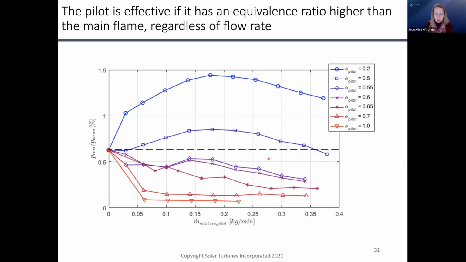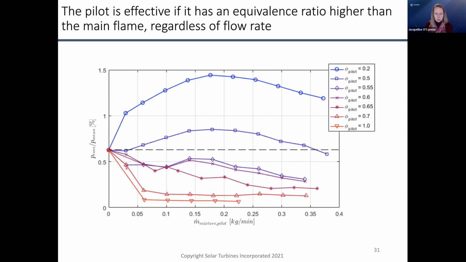So this dotted line across the center, this is basically the no pilot condition. And so anything above here is the pilot making the instability worse. Anything below here is the pilot making the instability better. And what's really fascinating about these results is two things. One, the equivalence ratio at which the pilot makes things better. It starts at about a pilot level of 0.55 and 0.6, remembering that the main flame equivalence ratio was 0.6.